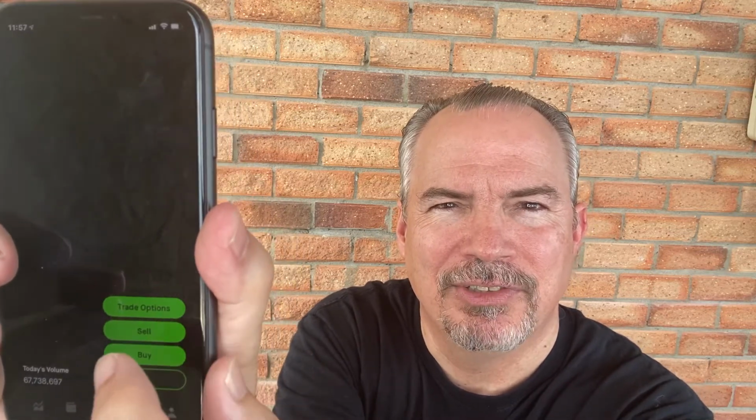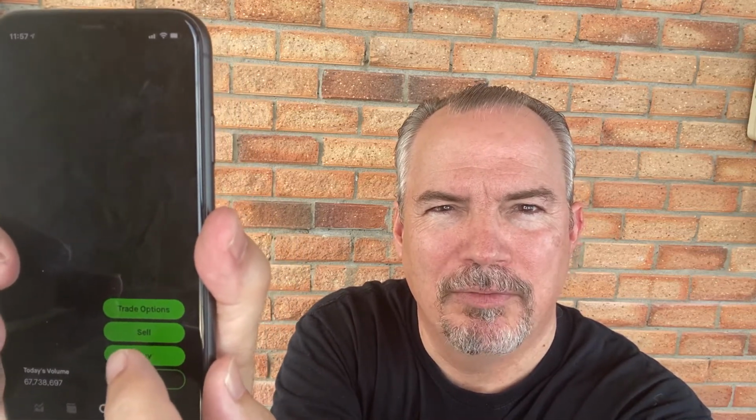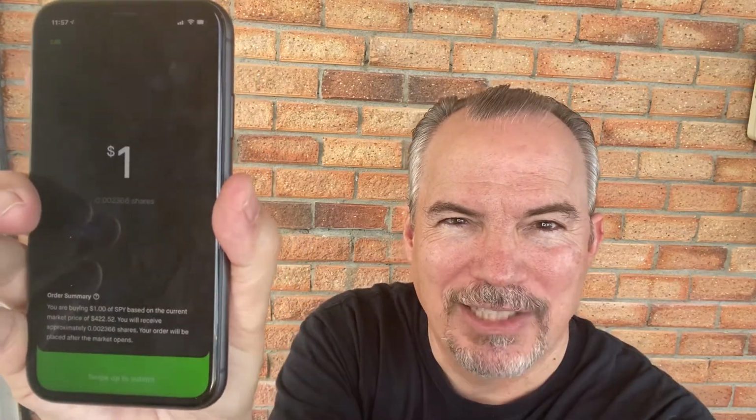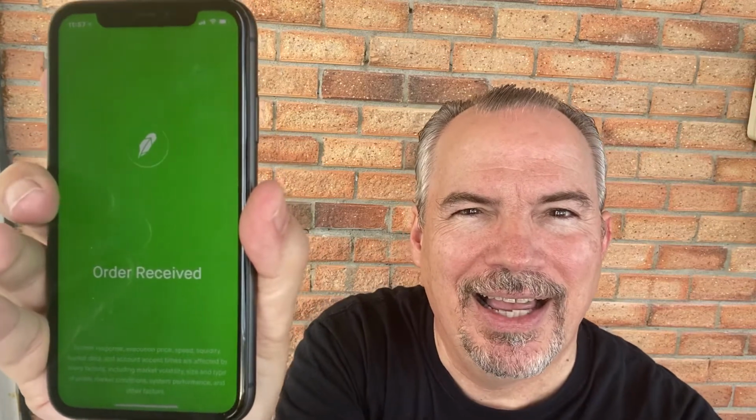So you go here on the word trade, you click on it, then it gives you various options. You put buy. That's the one you want to do. And so it gives you options. You could buy $1, you could buy $10, you could buy $100. Let's buy $1. You see right there? It's $1. So then it says swipe. You swipe like that, and you're done.